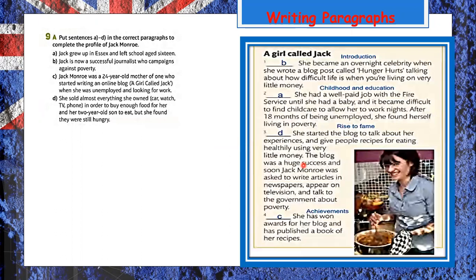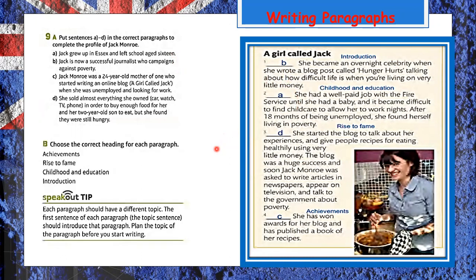Now you need to read this paragraph and complete which of these statements belong to each paragraph. In the next exercise, you need to choose the correct heading for each paragraph: achievement, rise to fame, childhood and education, and introduction. In the first paragraph, you can find an introduction. In the second paragraph, you can find childhood and education. In the third paragraph, you will find rise to fame, and in the fourth paragraph, achievement.